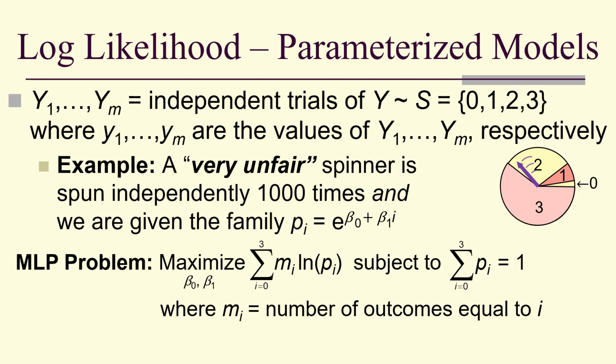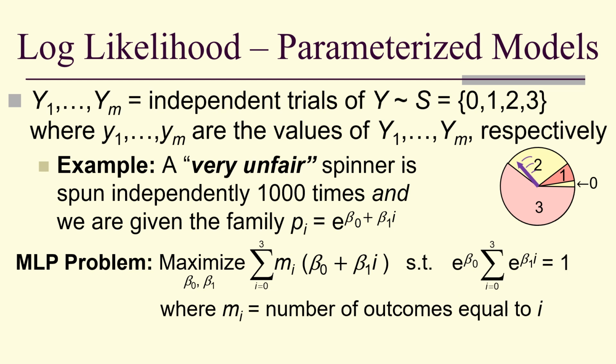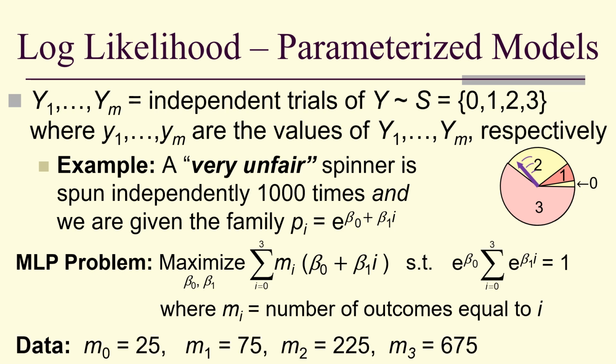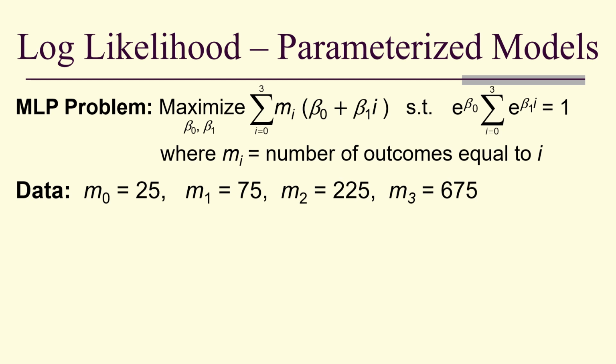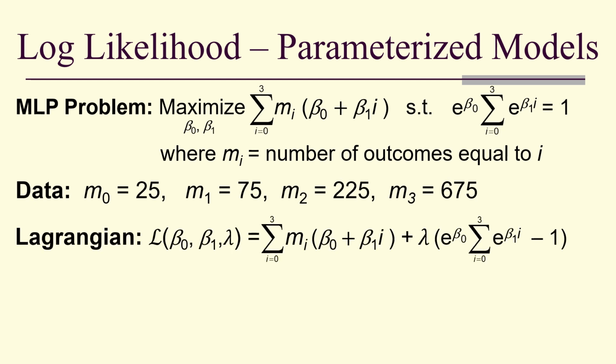So our maximum likelihood problem is to maximize over the parameters where m sub i is the number of outcomes equal to i, the number of spins that ended in the ith location of our spinner. Notice we have e to the beta naught plus beta 1 i, so when we take the logarithm of p, we get beta naught plus beta 1 i, and then we just replace the p sub i in the constraint by e to the beta naught plus beta 1 i. We can factor out the e to the beta naught, and here is our data. So we want to solve this.